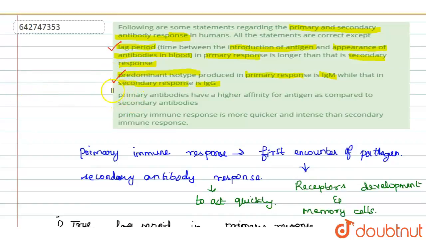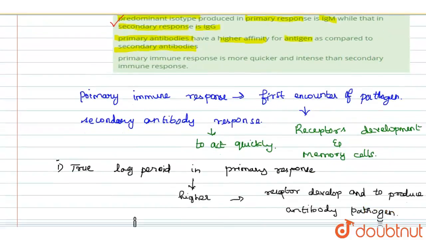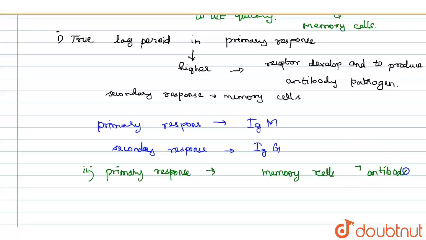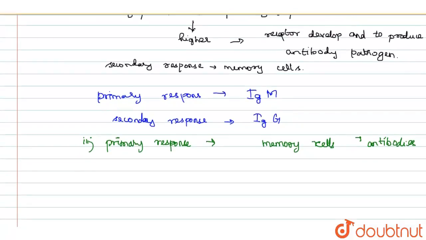And moving on to third, primary antibodies have a higher affinity for antigen as compared to secondary antibodies. So this statement is also a true statement because the primary response will have the higher affinity towards the pathogen, while the memory B cells in secondary response will act quickly with the invading microbes by forming antibodies. So the third statement is also a correct statement.